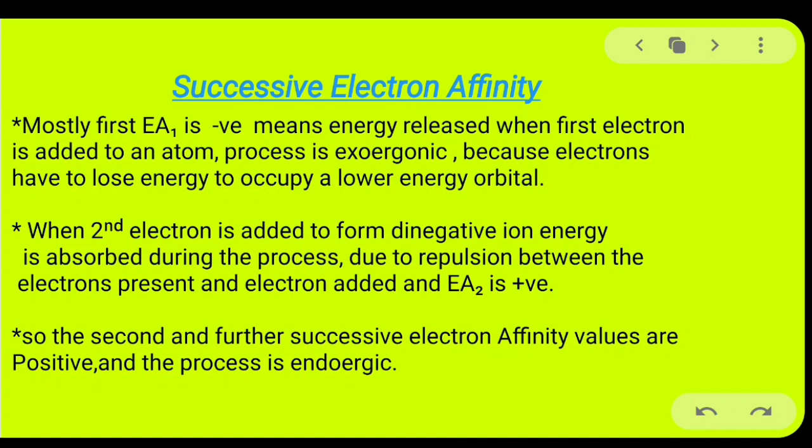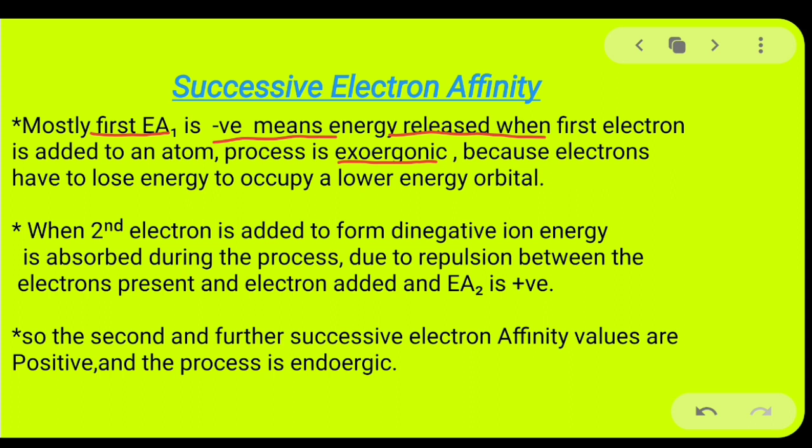Successive electron affinity means the addition of electrons from the outside to the outermost shell one after another. When we add the first electron in the outermost shell, that is known as the first electron affinity, and its value is always negative, meaning energy is released in this process, hence the process is exergonic, because when the electron enters the outermost shell, the nucleus attracts that electron and holds it tightly. During this process of work done, energy is released, and that energy released is known as the electron affinity.